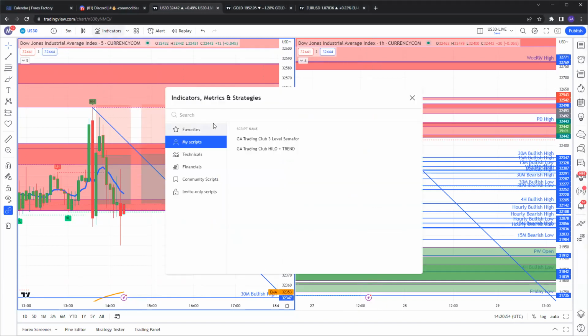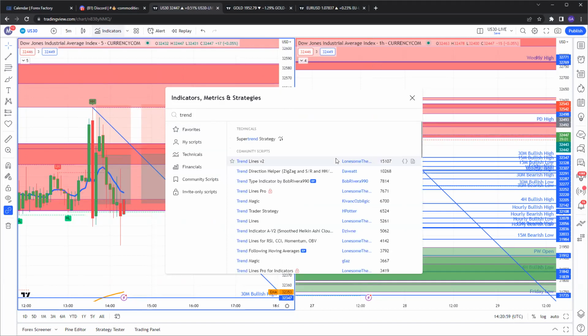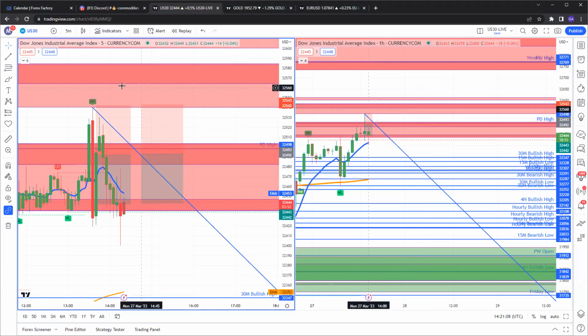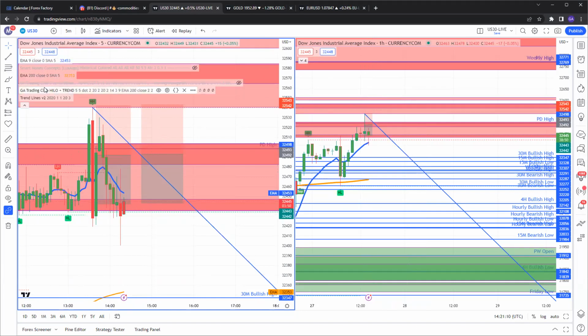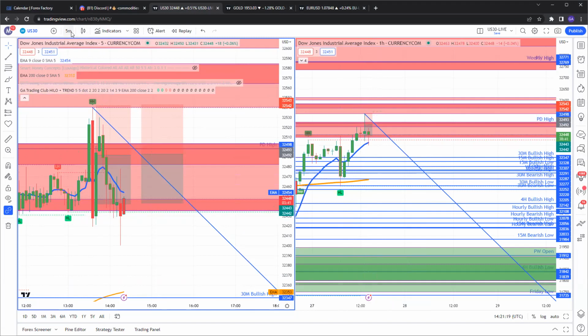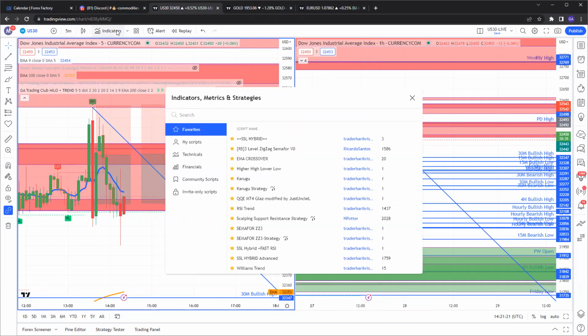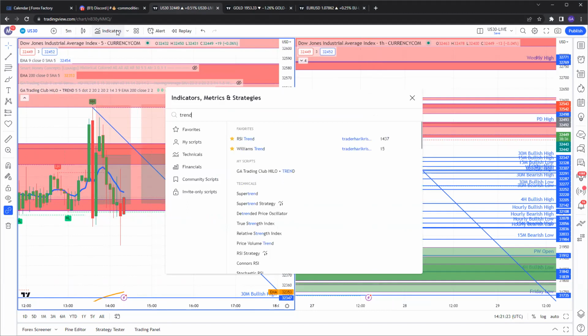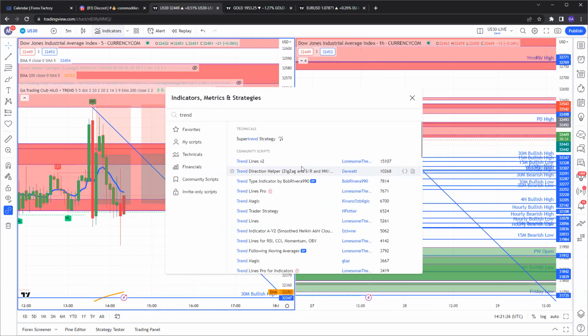For you guys, there is this trend line indicator. No, not the Lonesome Pro. Trend lines V2 maybe, I don't know. It's sort of similar to how I draw trend lines, but I don't like trend lines on my TradingView. Let me show you. I forget which one it is. I know it has like 5,000 downloads.